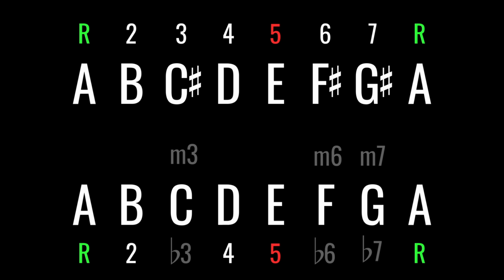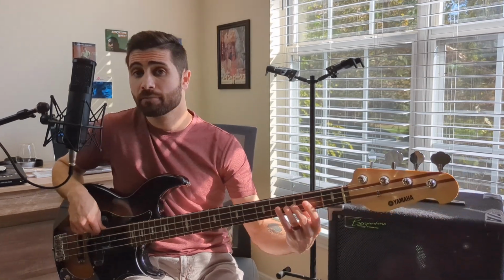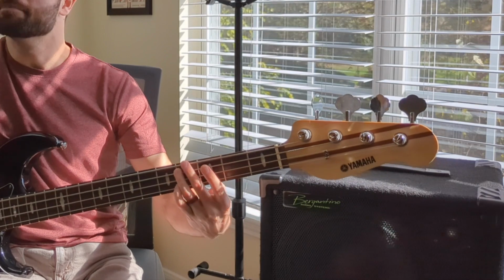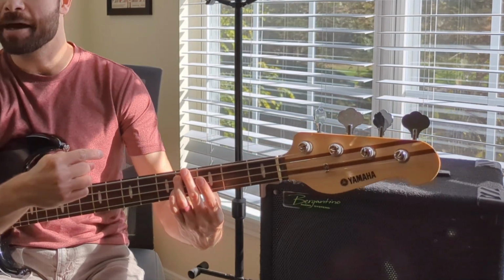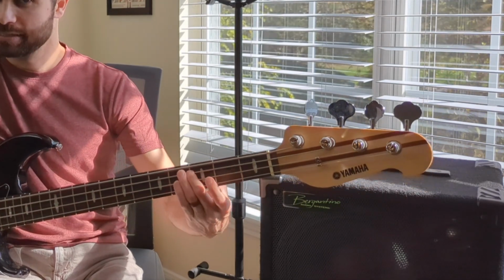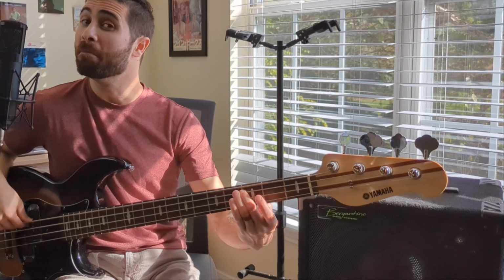What's just as important, though, is how A minor relates to its parallel major key, which is A major. We call it parallel because it has the same root note. And when it comes to the difference between A major and A minor, we're taking the 3rd scale degree of A major and bringing it down a half step, or 1 fret on the bass, to a flat 3 or a minor 3rd. We can use both of those terms.